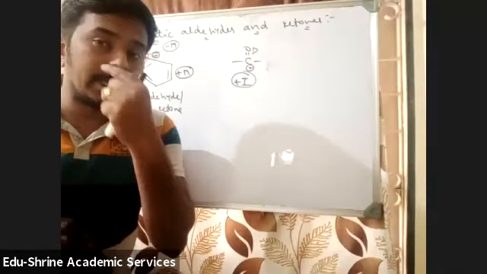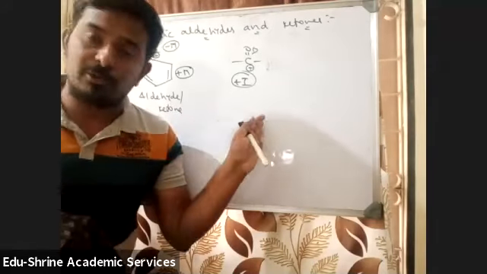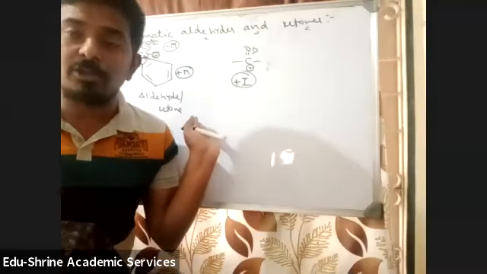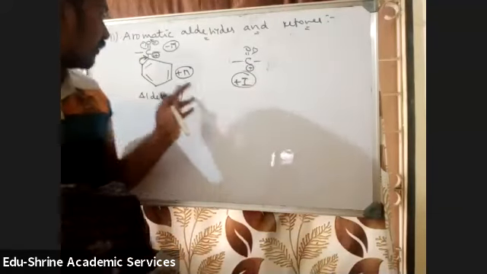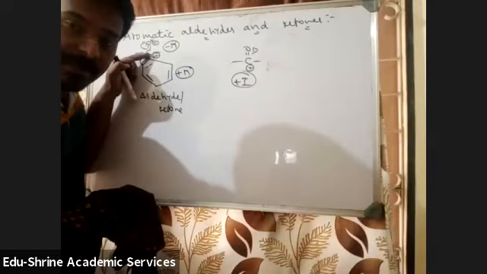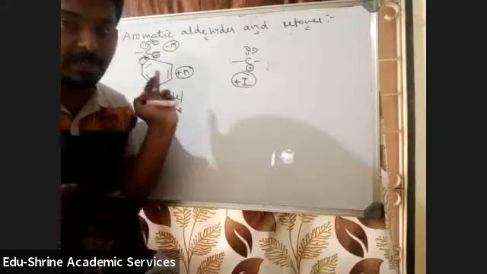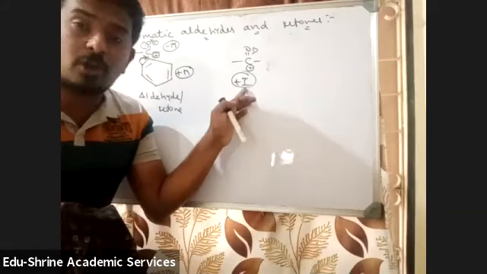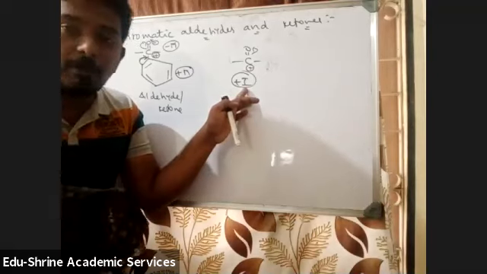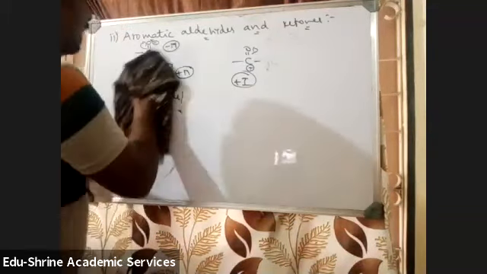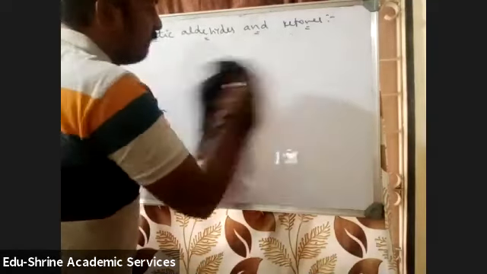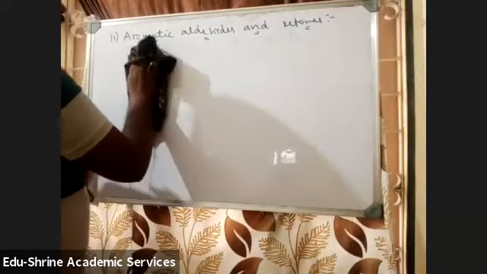Understood? Same with aldehydes or ketones. Aromatic aldehydes or ketones will be less reactive when compared to aliphatic aldehydes and ketones, because here the positive charge is decreased due to the plus M effect from the benzene ring. We know that plus M always dominates plus I. So here the positive charge is readily neutralized compared to this. That's why aliphatic compounds are more reactive than aromatic.